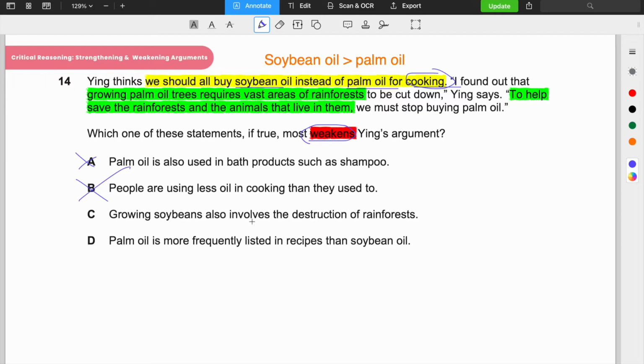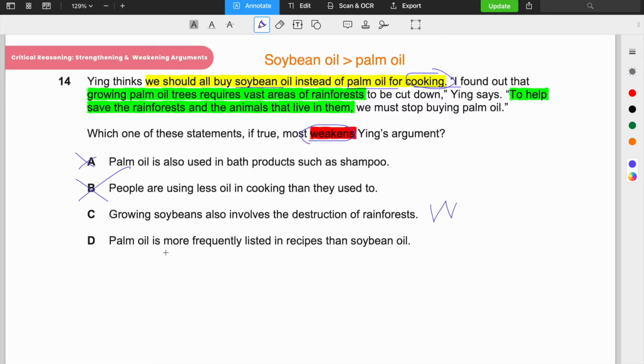Option C, growing soybeans also involves the destruction of rainforests. Perfect, because it actually shows us that Ying's suggestion backfires as it fails to achieve the main goal of saving rainforests and animal habitats. It actually backfires. So why would you prefer soybean over palm oil? Makes no sense. So that very effectively weakens Ying's argument.